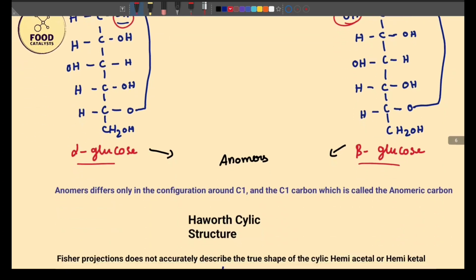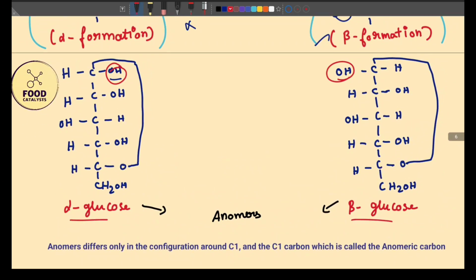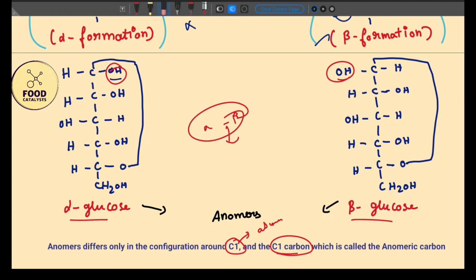So what is an anomer? Anomers differ only in the configuration of C1, and this C1 carbon is the anomeric carbon. This C1 has to be in an asymmetric format, because that's why we get alpha and beta. Otherwise we would get only one component. It has to be in two different states, alpha and beta, so it should be in an asymmetric format.